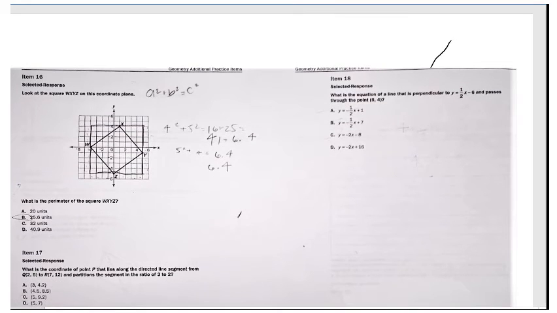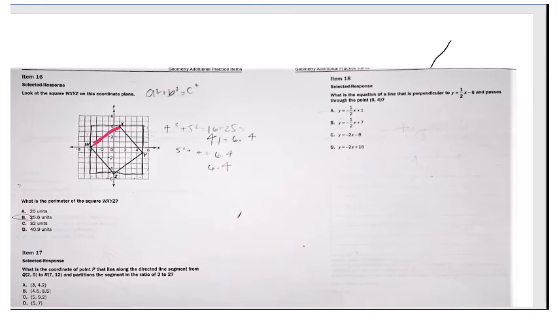Okay, this guy right here, this is Pythagorean Theorem. Look at the square WXYZ on the coordinate plane. What is the perimeter of the square? So in order to find the perimeter, we got to figure out what the length of this side is. And you can't just look at it. All right. In geometry, you never go by what it looks like. You're always going to go by what you can prove. And it looks like you've done this here.